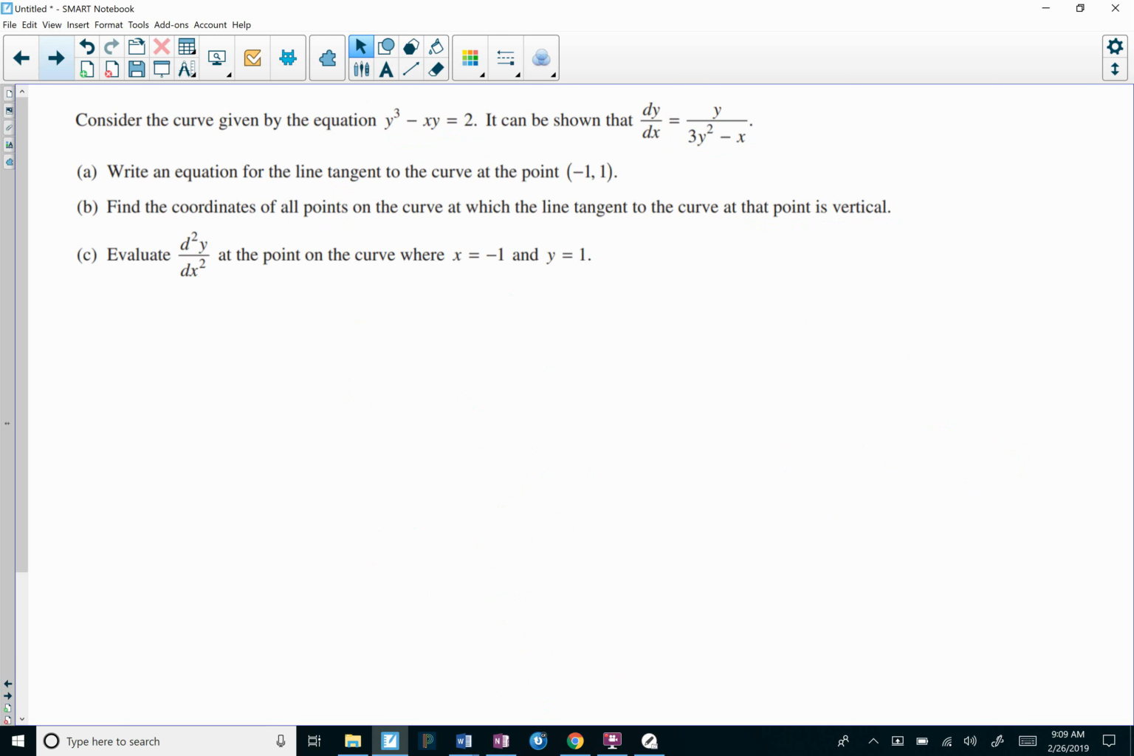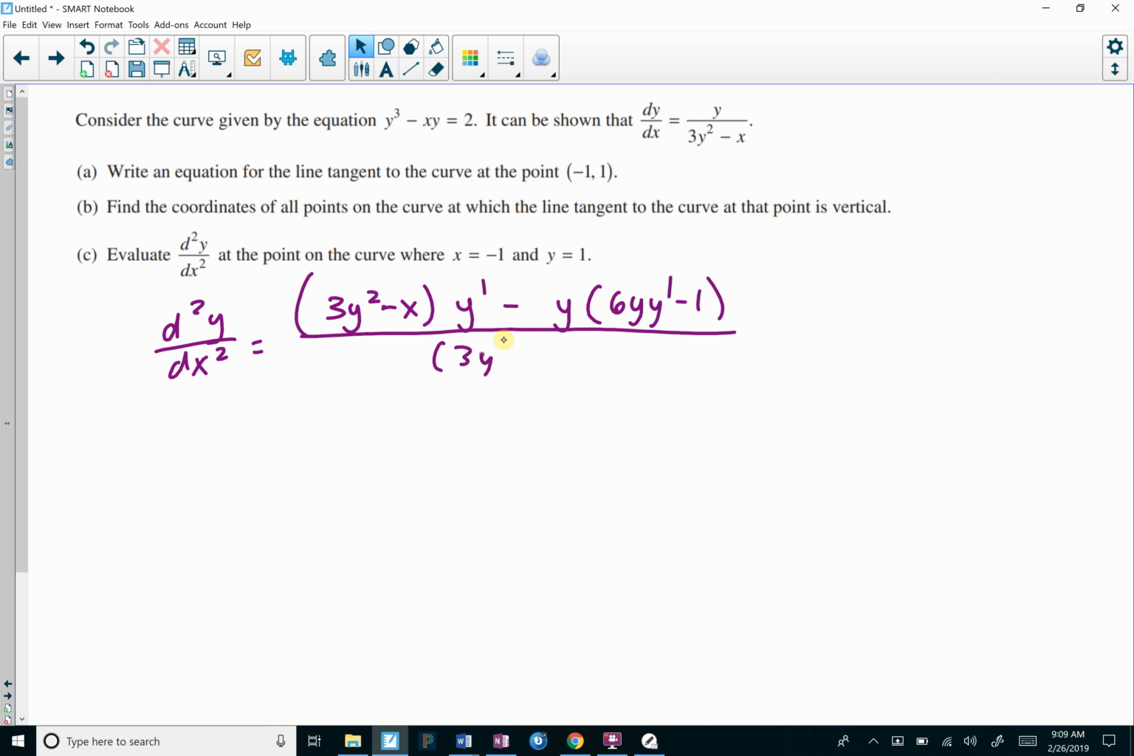Right, part C, find the second derivative and evaluate. So this should be another one where you just watch your little mistakes, but we should know what we're doing here. So if I find the second derivative, let's go ahead and do the quotient rule, which says the bottom times the derivative of the top, which is just y prime, minus the top times the derivative of the bottom, all over the bottom squared.